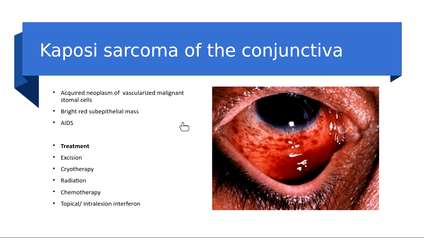All right, so as we said, it's found in AIDS. Treatment: you want to excise, definitely cryo, radiation, chemotherapy, or you may want to inject an antimetabolite like interferon. Okay, so as I said, looking at here, this is definitely not a subconjunctival hemorrhage because you're seeing all these discrete little lesions all over the eye. All right.